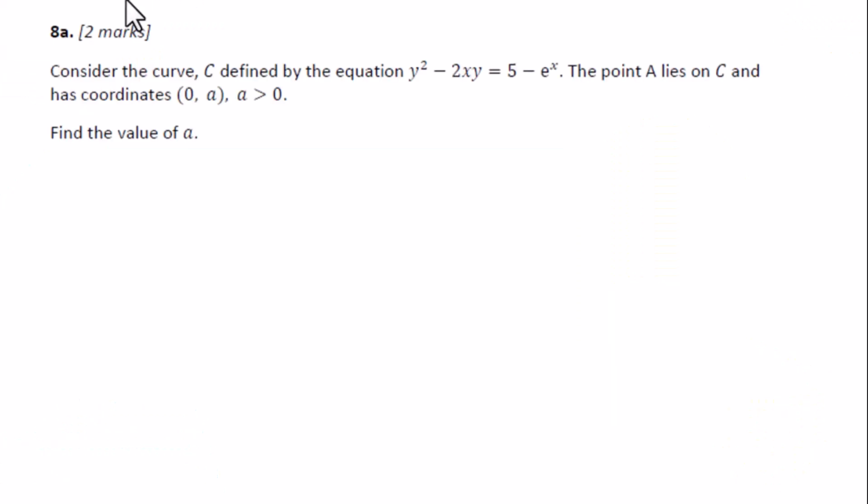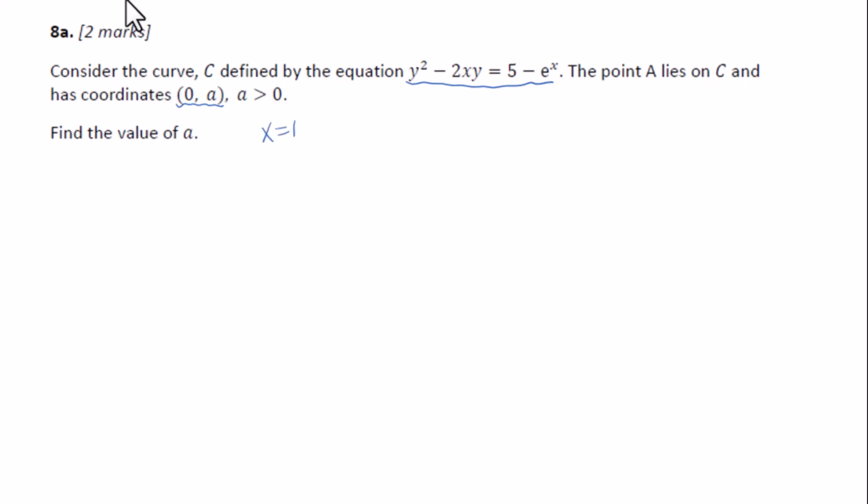Let's go to 8a. Consider the curve C defined by the equation this. The point A lies on C and has coordinates (0, a), where a is positive. Find the value of a. If you are given the coordinates, 100% you need to do the substitution to figure out the solution.